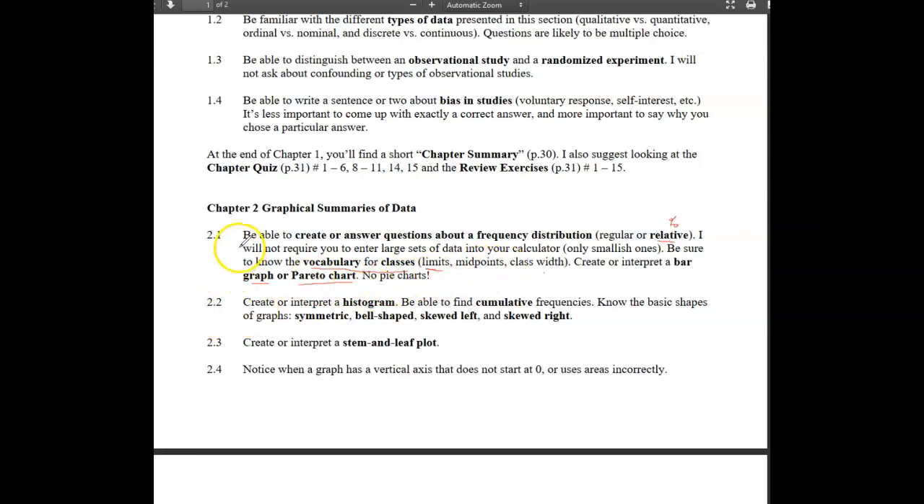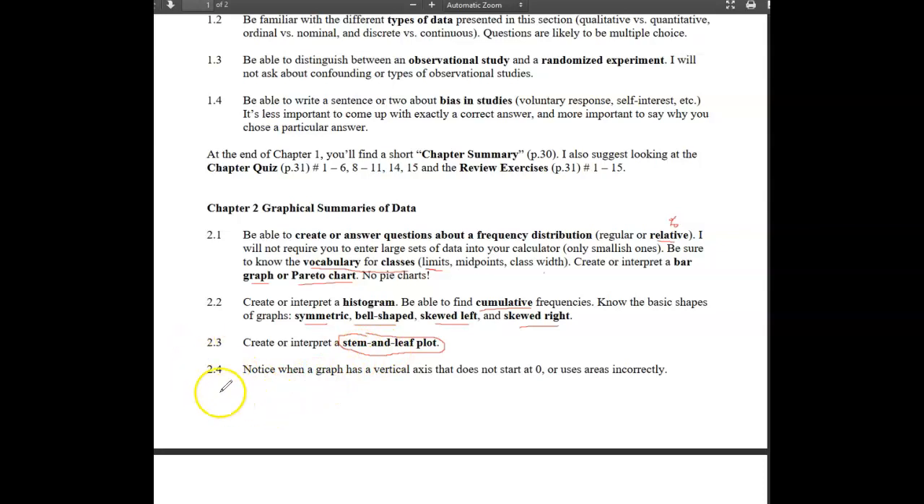In 2.2, and that was all discrete data in 2.1. In 2.2, we went to continuous data, and we created histograms, bar charts essentially, and also the new idea of cumulative frequencies, that running total. And then a couple of words to describe graphs: symmetric or bell-shaped, skewed left and skewed right. Be able to tell those apart. And the only thing I'd like you to take away from 2.3 is the idea of a stem and leaf plot. So either taking data and making a stem and leaf plot, or starting with a stem and leaf plot and reconstructing the data from it.